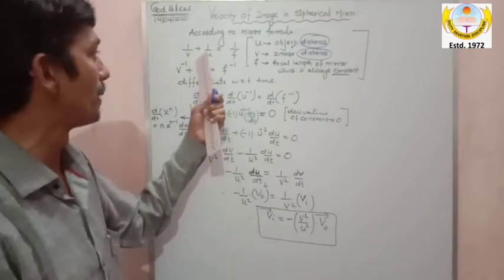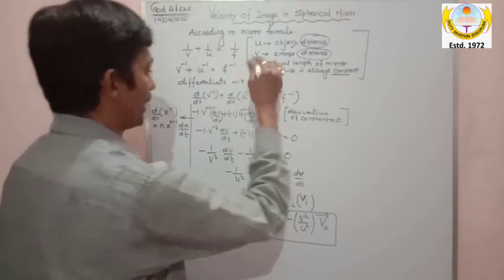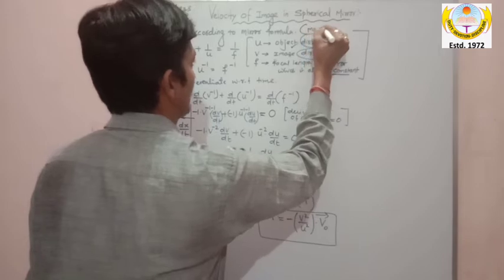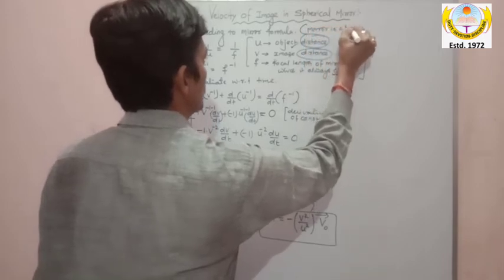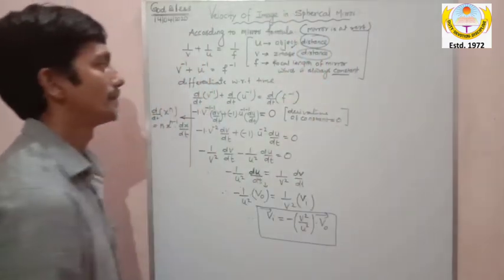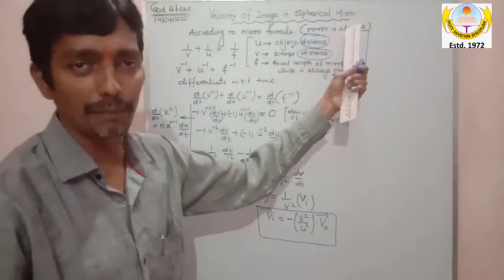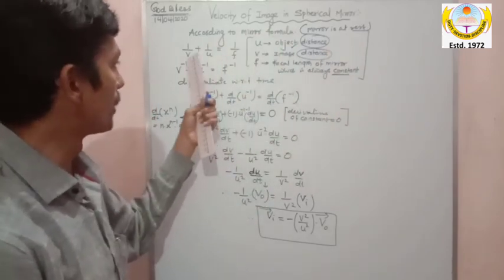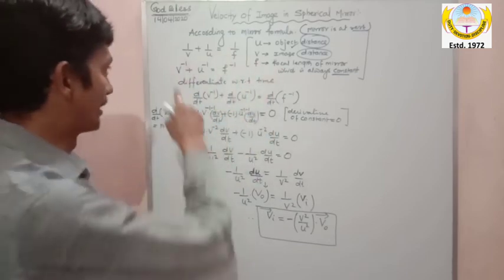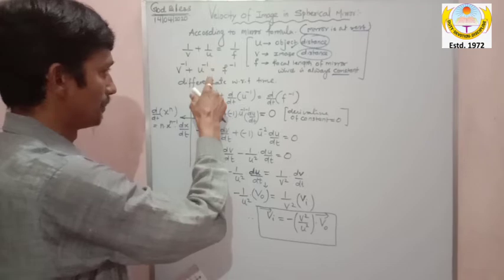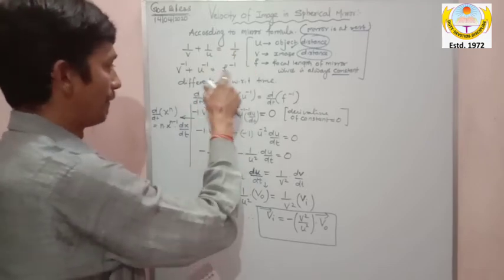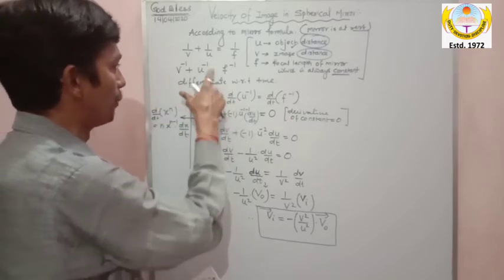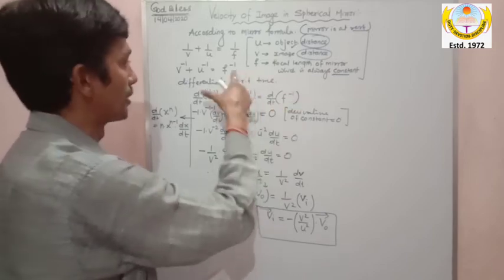I have used the formula 1 by v plus 1 by u is equal to 1 by f. But here, let me tell you, this formula is taken when the mirror is at rest. Why I am telling this, I am coming to that point. When I use the mirror formula, 1 by v plus 1 by u is 1 by f, I have reciprocated it: v power -1 plus u power -1 is equal to f power -1. I differentiate with respect to time. This is d by dt of v power -1 plus d by dt of u power -1 is equal to d by dt of f power -1.